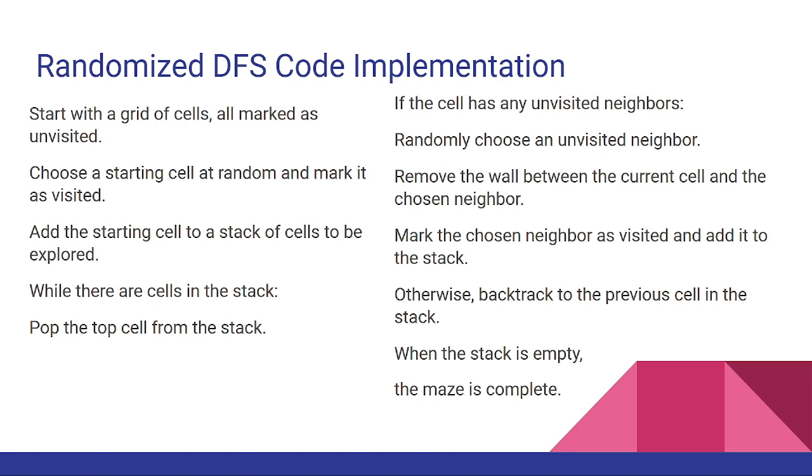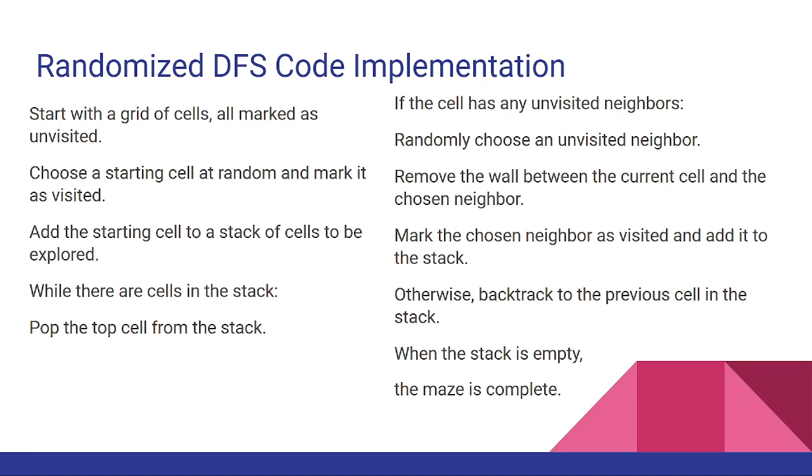After that starting cell is chosen, we add it to a stack, and it signals it to be explored. While there are cells in the stack, we pop the top cell from the stack, and if the cell has any unvisited neighbors, we randomly choose an unvisited neighbor and remove the wall between the current cell and the chosen neighbor. Then we mark the chosen neighbor as visited and add it to the stack.